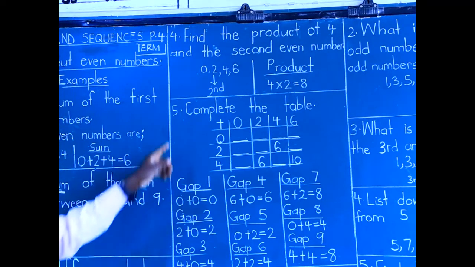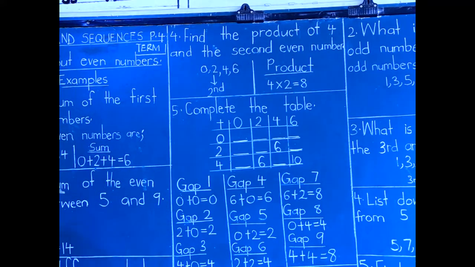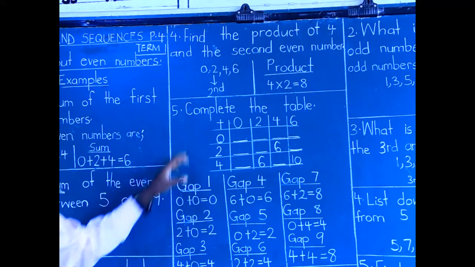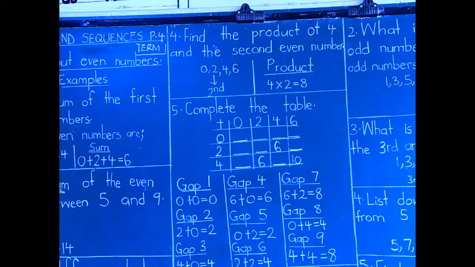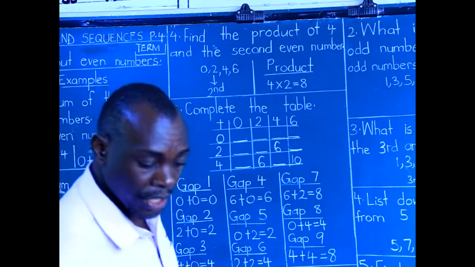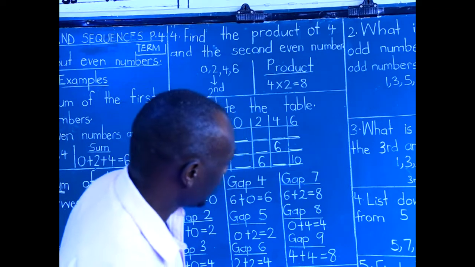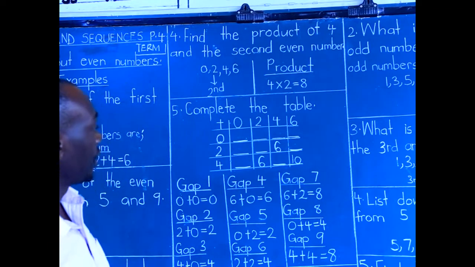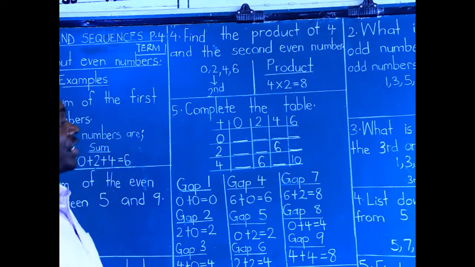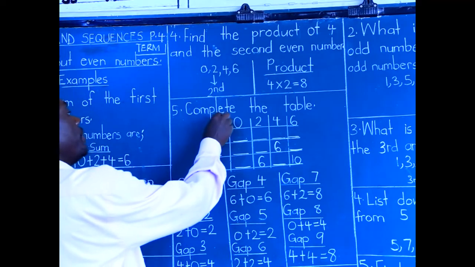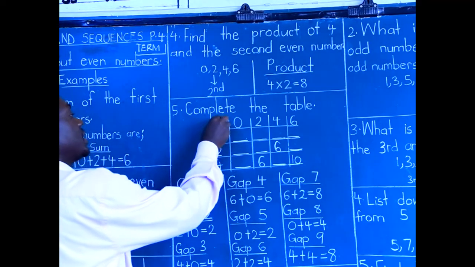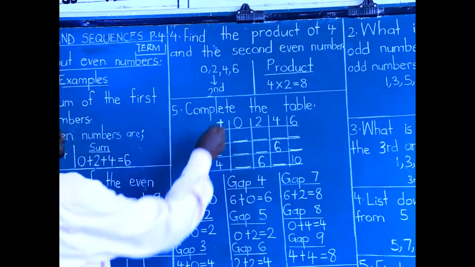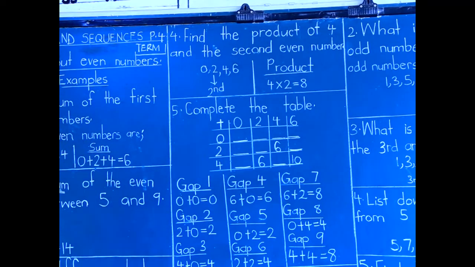And now we go to example number 5, which says complete the table. The instructions say complete the table, meaning the table has got gaps which you must fill in. When you fill them in, you will be perfect. It is incomplete, you are going to complete it. Now the main operation is addition here. You are then required to add.